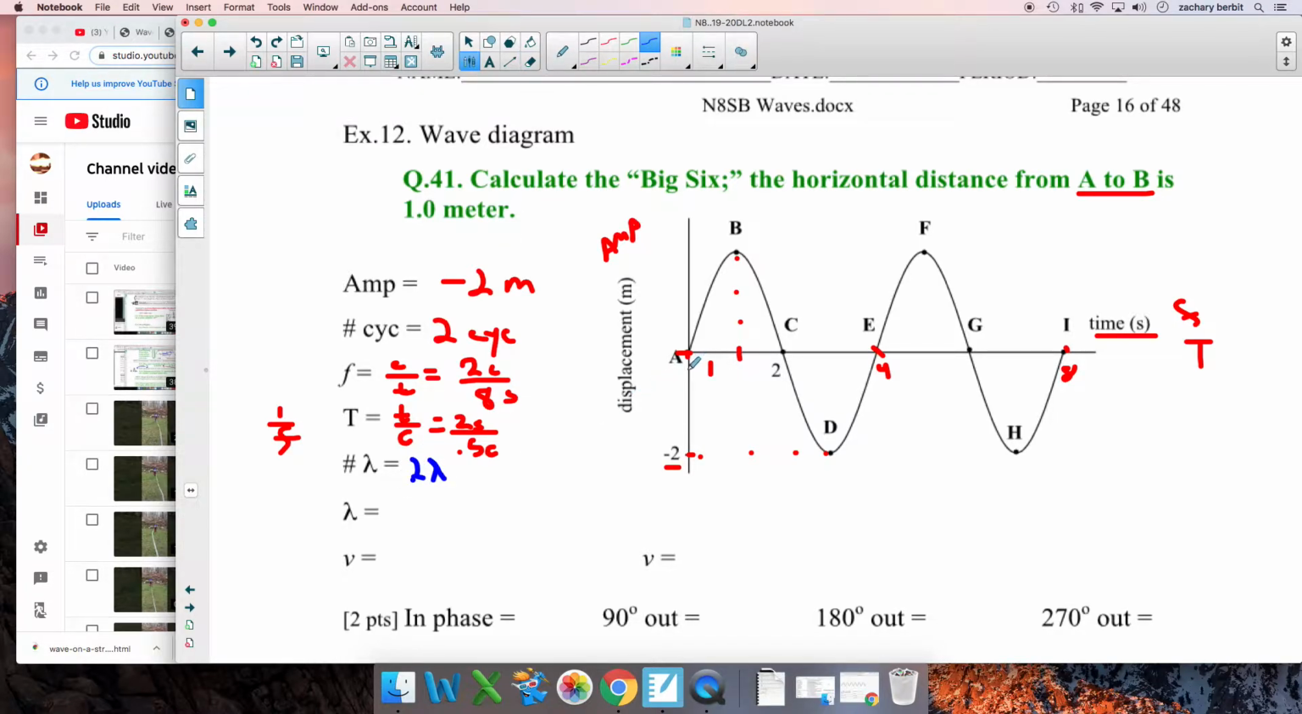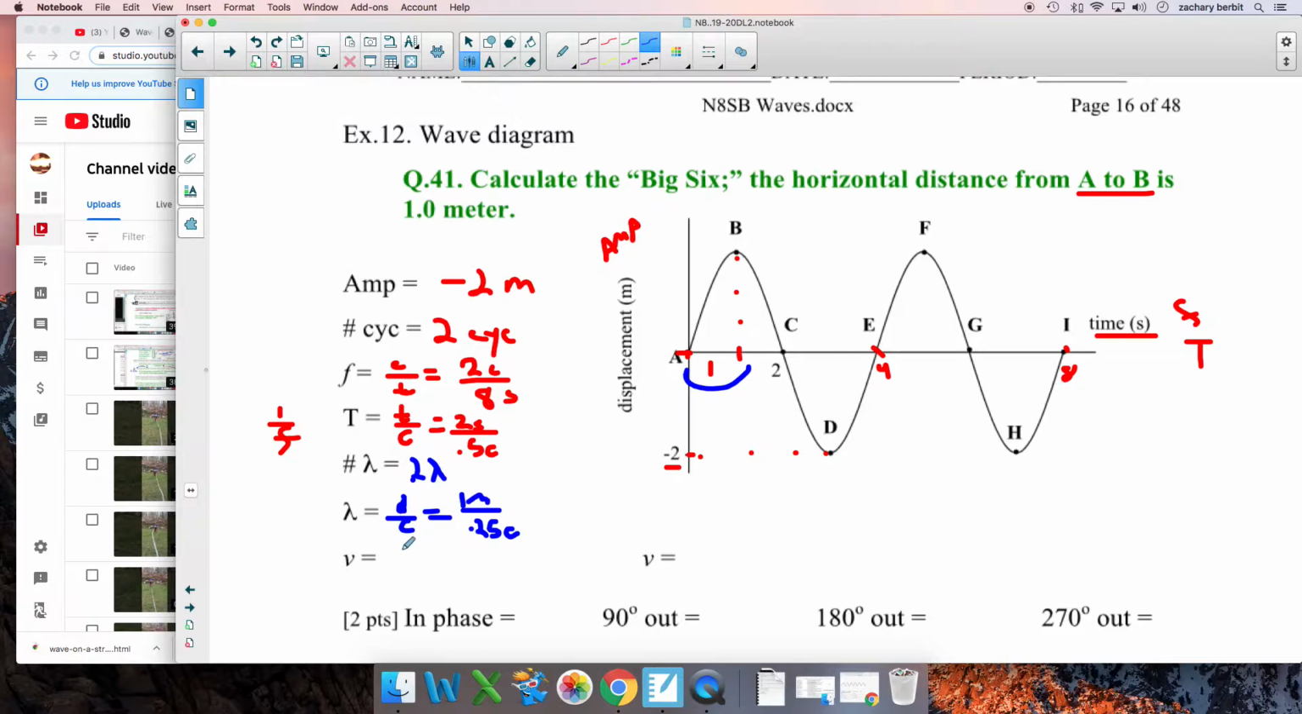I told you from A to B was 1 meter. Because of that, you can do wavelength. You can do distance per cycle. You can't normally pull it off this axis, 2, 4, 6, 8. Distance per cycle. So here it was 1 meter per, that's a quarter cycle, 1 per 0.25 cycles, which of course comes out to 4 meter wavelength.